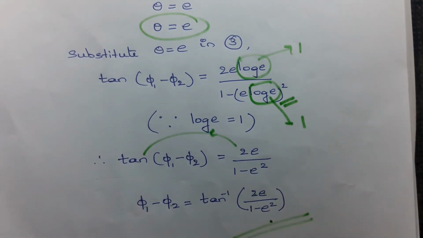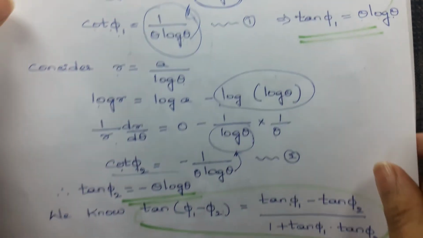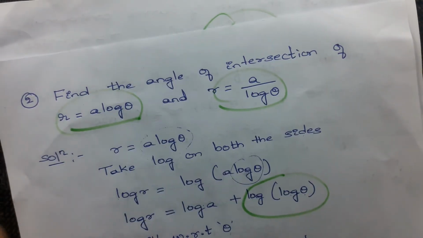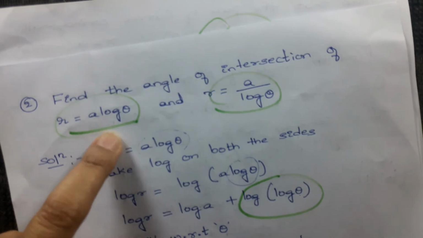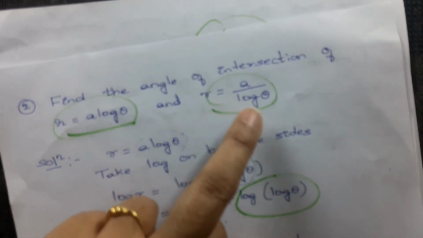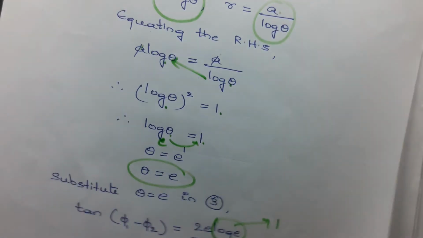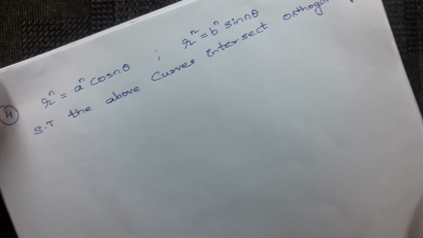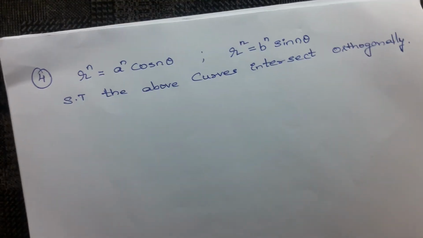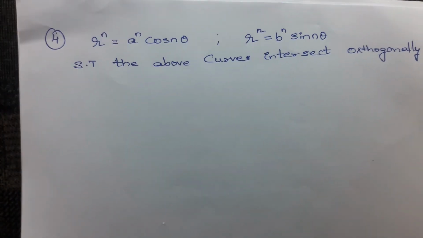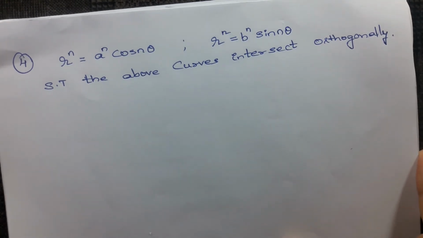This gives us the angle of intersection of the polar curves r is equal to a log theta and r is equal to a by log theta. Now I think we'll move on to the next problem, a simple problem. We'll take up the concept of orthogonality now. So far we have seen two problems on finding the angle of intersection of two polar curves.